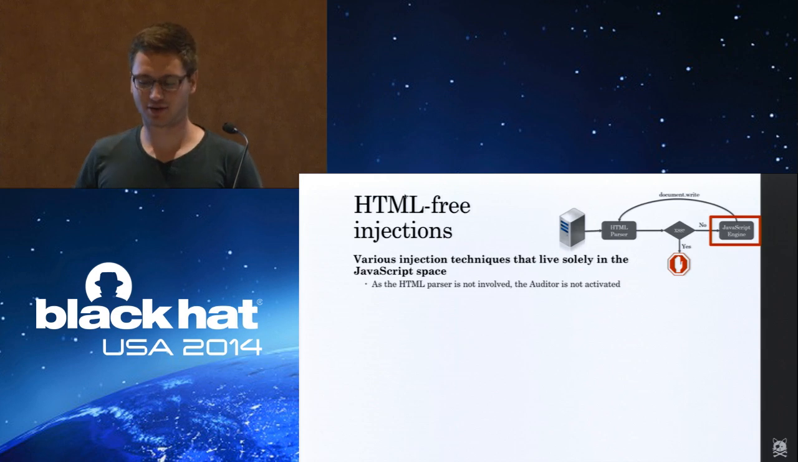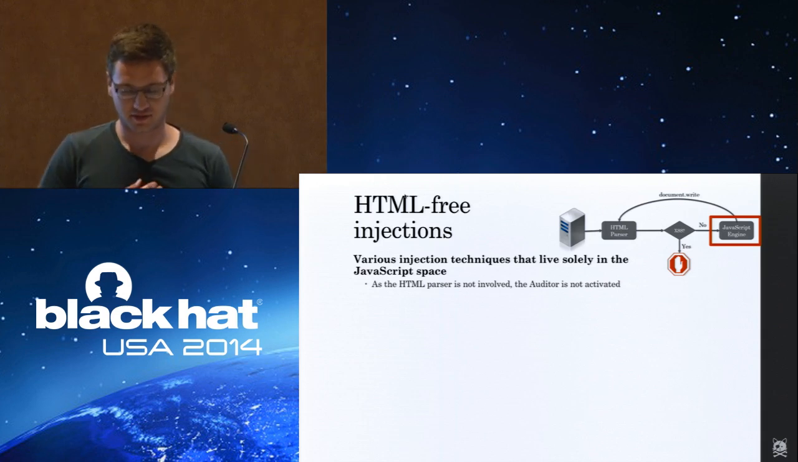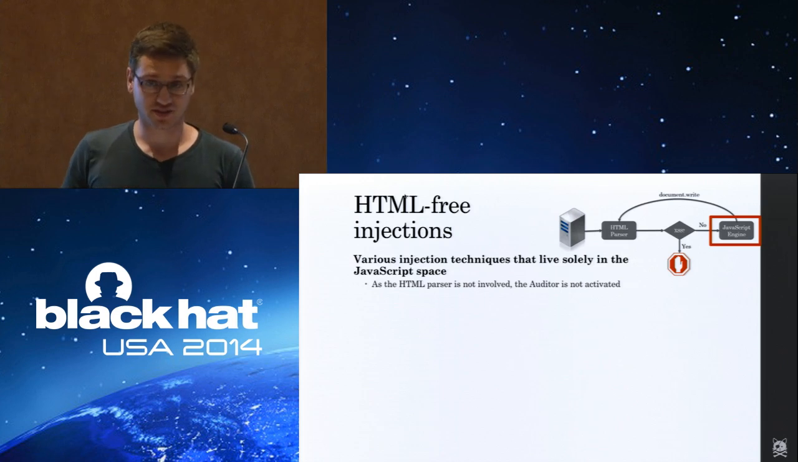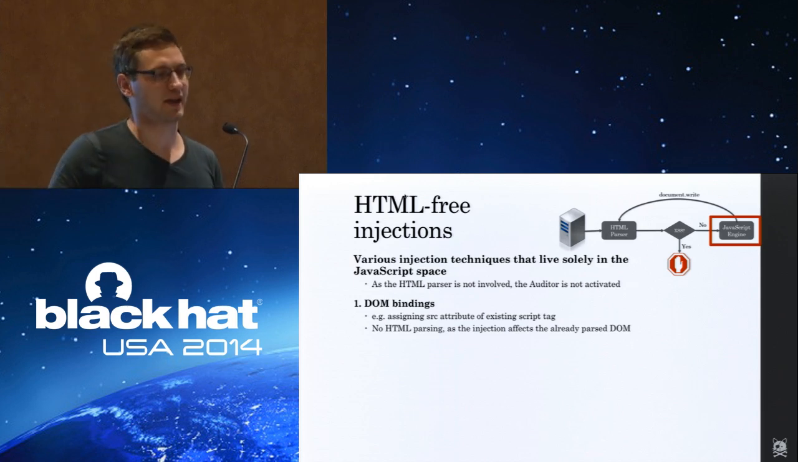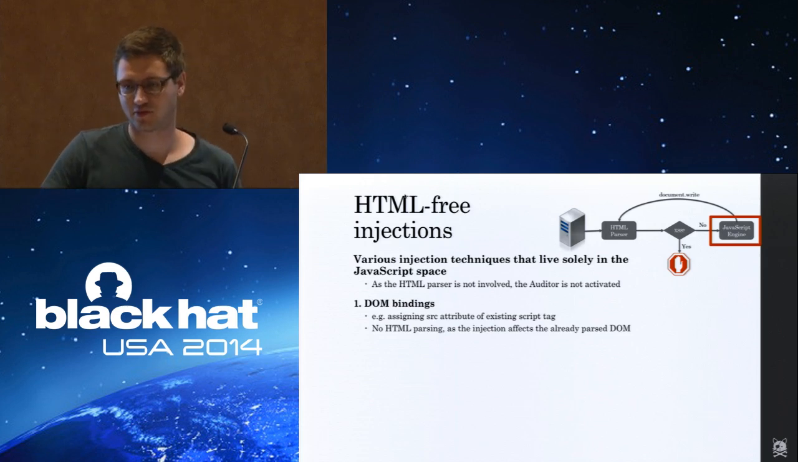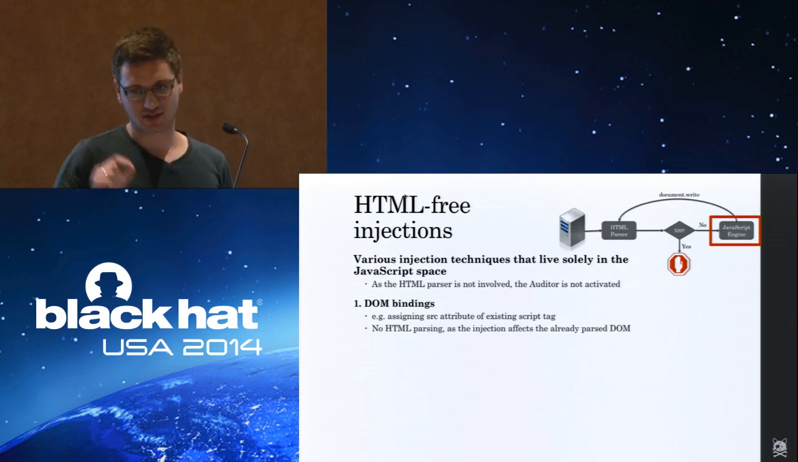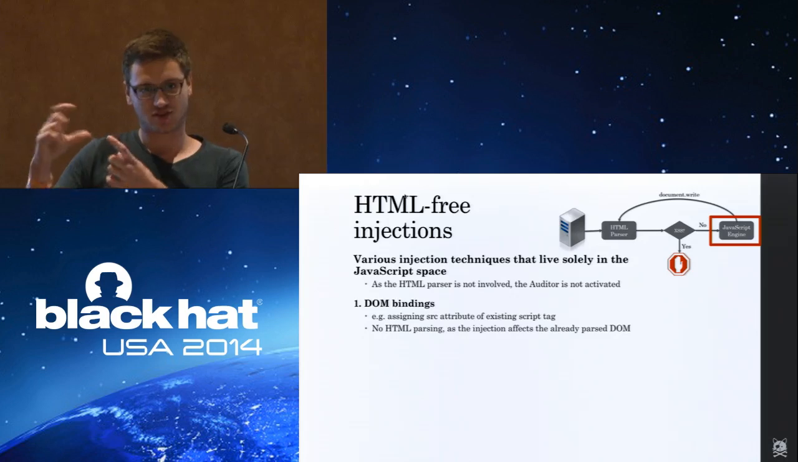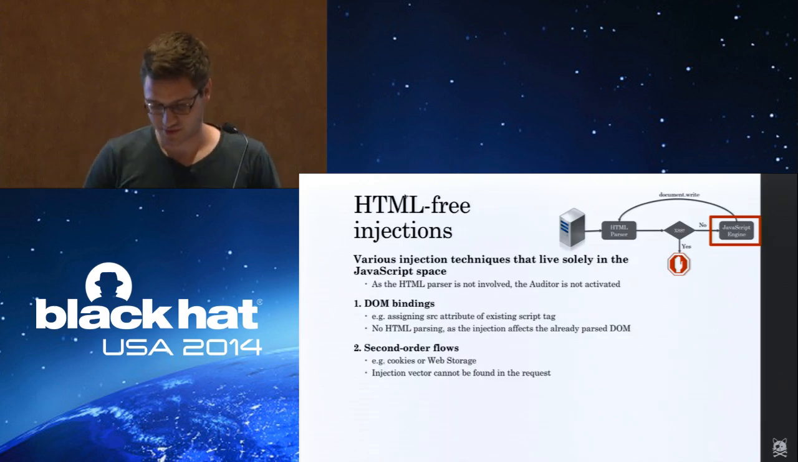Then there are these things that we like to call HTML-free injections. Again, that's something that happens in the JavaScript engine, and the HTML parser is not involved. First and foremost, there are the DOM bindings. You can access, for example, an existing script tag from JavaScript. You use document.getElementById, you get that script tag, and then you say script.src and assign a certain value to it. That changes something in the parsed HTML node, so it's in memory. This changes the source attribute, but it doesn't generate any HTML anymore. So it's not parsed, and that's why it's never going to go through the HTML parser.